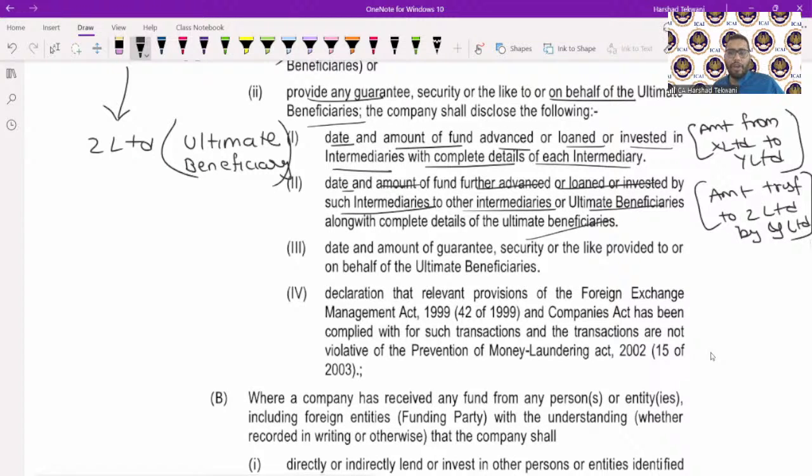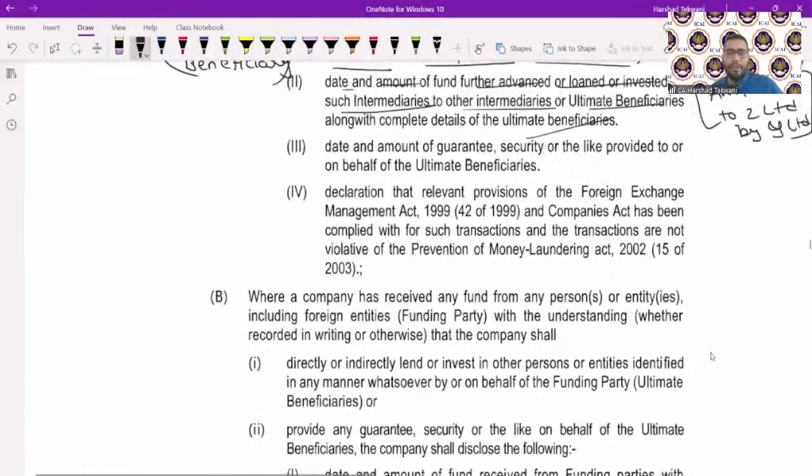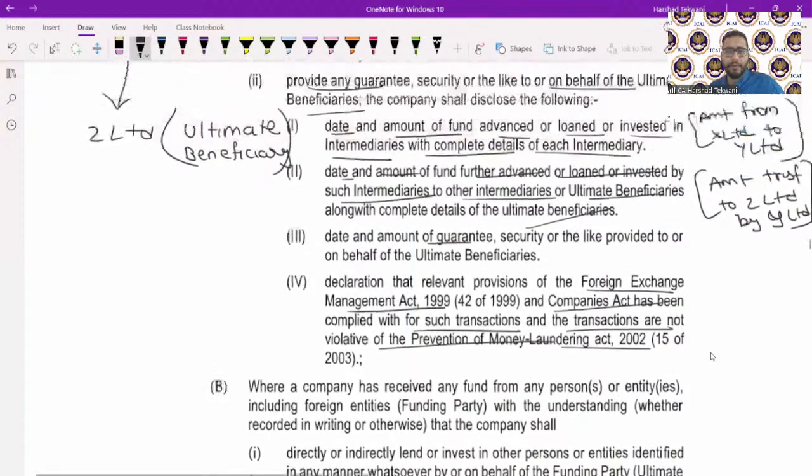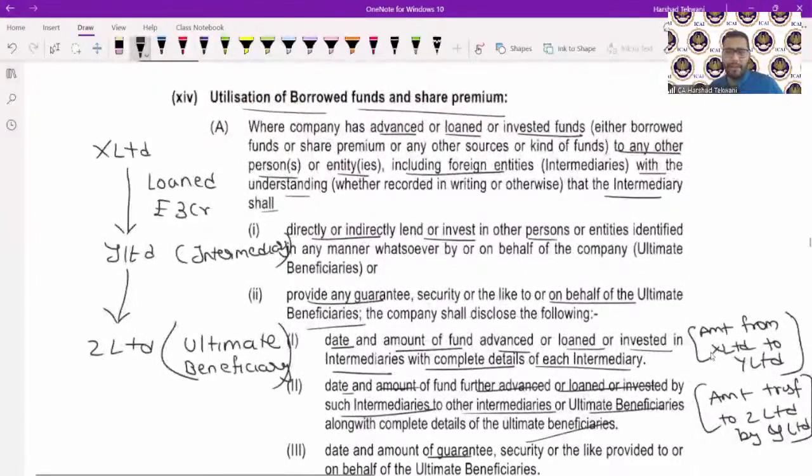Date and amount of guarantee or security provided on behalf of the ultimate beneficiary, if I am providing any security on behalf of Z Limited, and a declaration relevant to the provisions of the Foreign Exchange FEMA Act and Companies Act for such transactions, and that the transactions are not in violation of the Prevention of Money Laundering Act. So you need to provide a declaration that this transaction is in compliance with FEMA and the Companies Act, and not something where a violation of money laundering is happening. Clear? Any doubt for this first part?